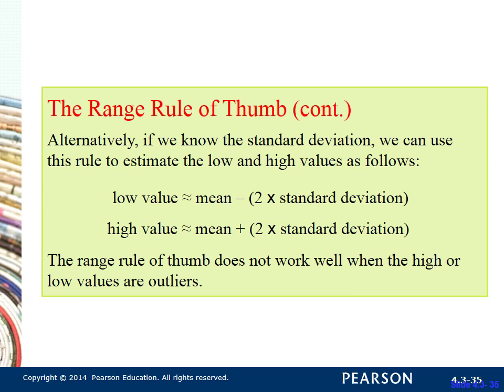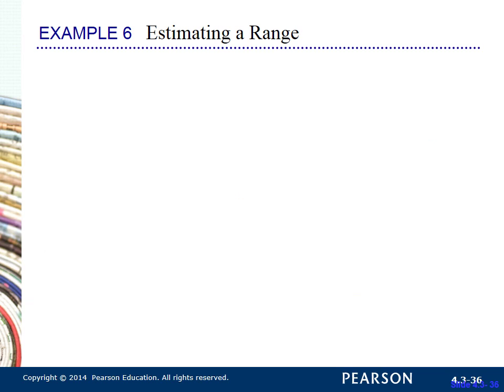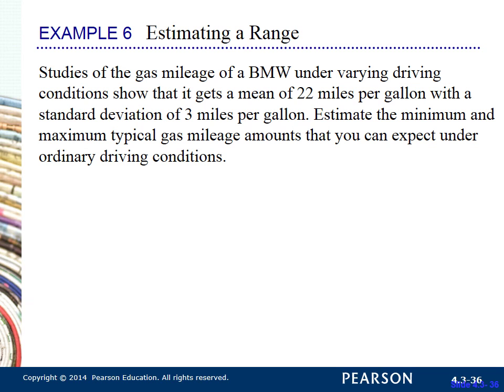Now, make note that this doesn't work well when I have outliers, because you're not going to get way up to any big outliers using this, because remember, it's just a rough rule of thumb. So if you see huge outliers, you would not want to use this, but if you have a fairly symmetric graph, this is a good estimate of the high and the low given the mean and the standard deviation.